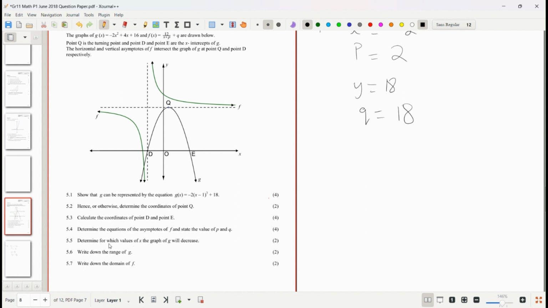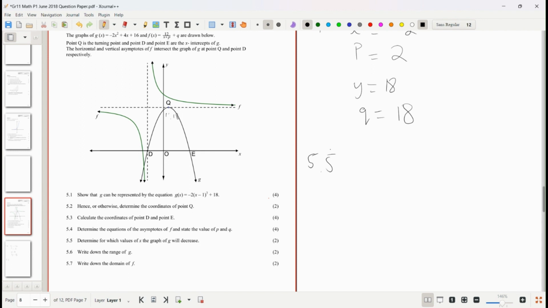So the values of x for which g will decrease. We can see from the turning point here that x is 1, right? So any values greater than 1, we can see that the graph starts to decrease. So how do we note it down here? Okay, it's 5.5. From the turning point, because we know the coordinates here, it's 1, 18. Let me note this down. 1, 18, right?